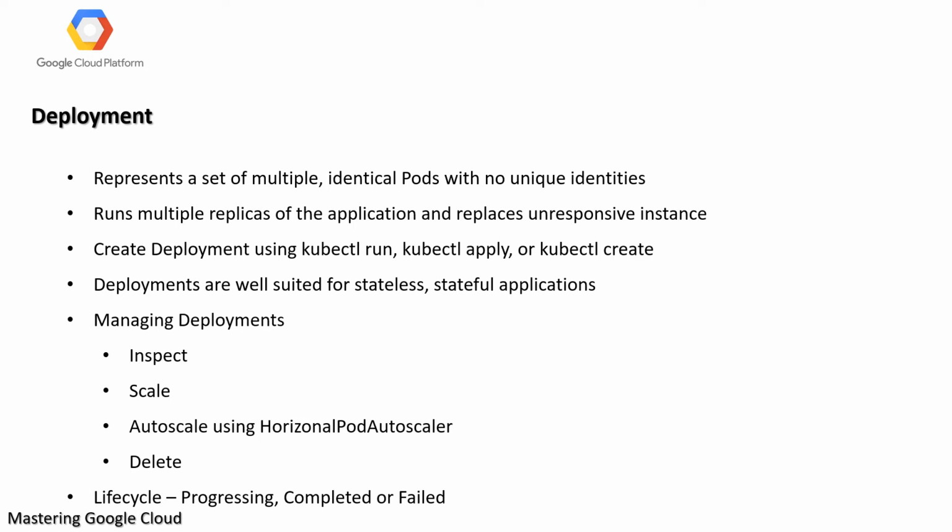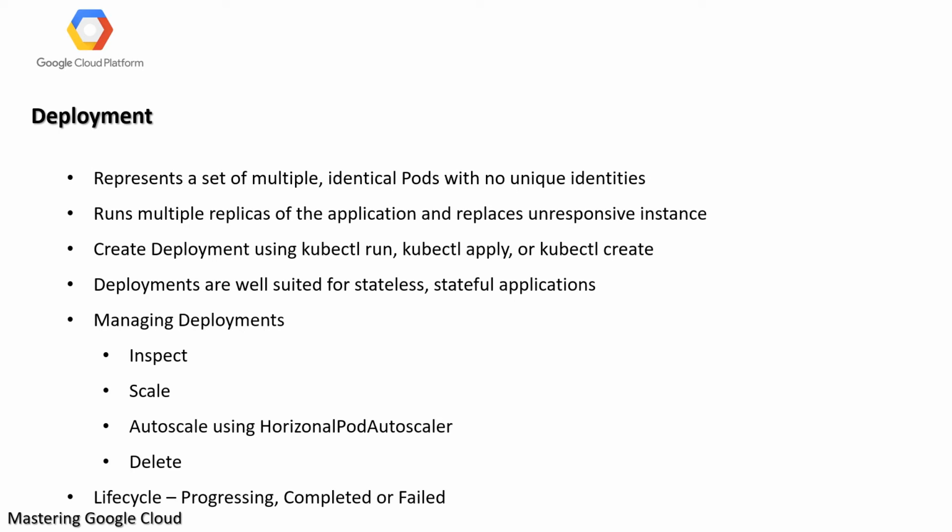The common management tasks for deployments are inspect, scale a deployment, autoscale using horizontal pod autoscaler, and delete. Deployments can be in one of three states in their life cycle: progressing, completed, or failed. A progressing state indicates that the deployment is in progress of performing its tasks.